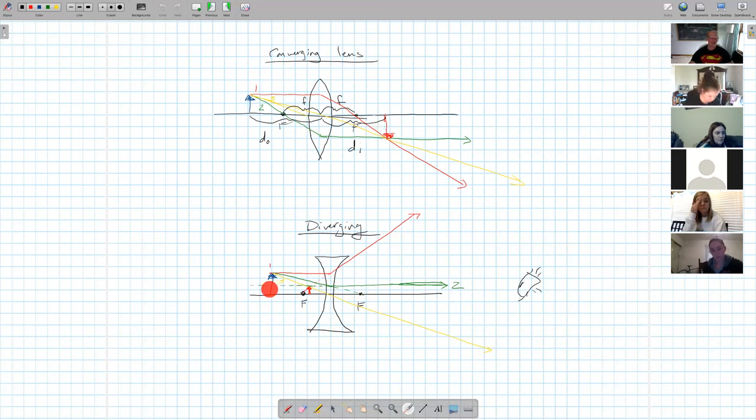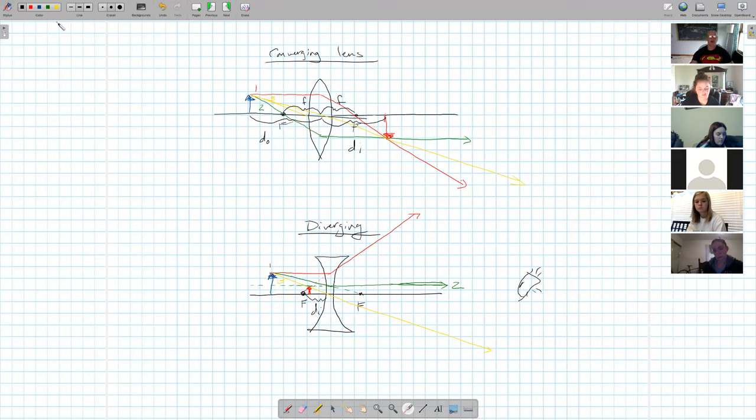Okay. Here, this is still a positive object distance. But the difference here is that this distance, which is now the image distance, is a negative image distance, because it's on the opposite side at which the light is going to. The light is still moving left to right. This focal length will also be negative. So in this case, I have a negative focal length with a negative image distance. And this would be a positive magnification because it is upright.